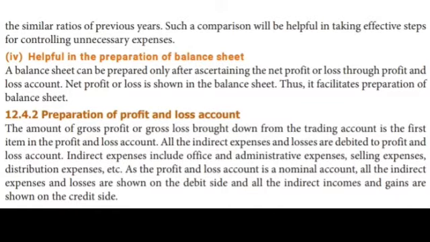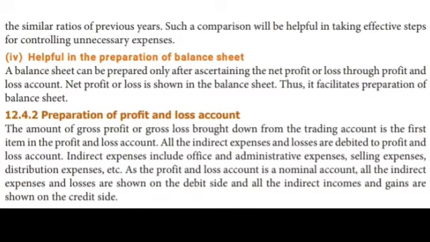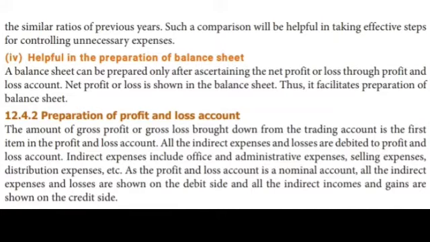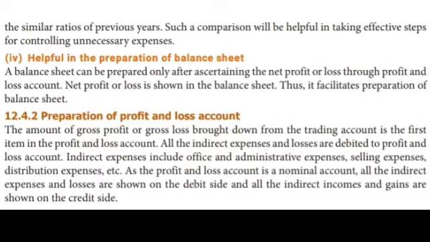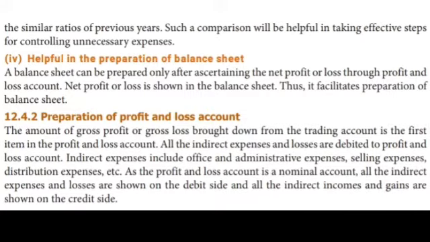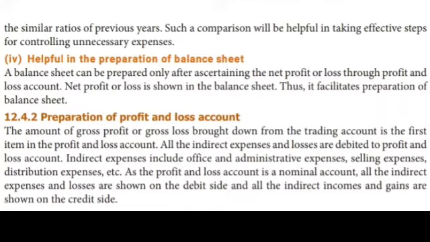Let's see. The amount of gross profit and gross loss is brought down from the trading account, isn't it? The balance brought down at the last is on the debit side for gross profit and the credit side for gross loss. So the trading account's result is the first item in the P&L account. We have to transfer the gross profit to the P&L account as the first entry. All the direct expenses and losses are debited to the profit and loss account. In that profit and loss account, all the indirect expenses and losses come on the debit side.